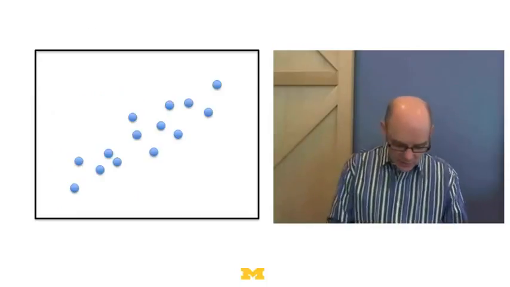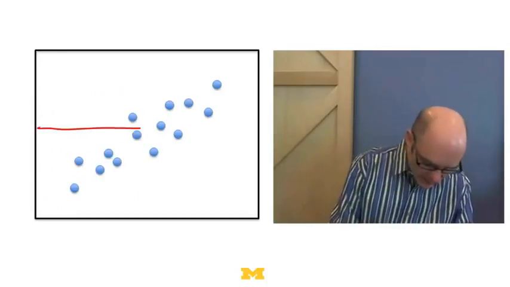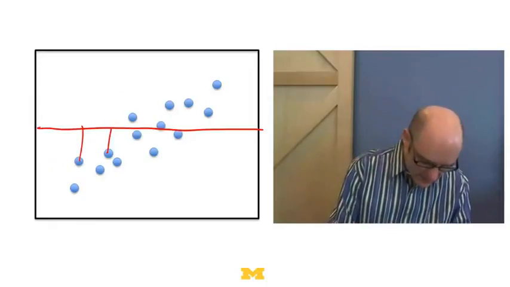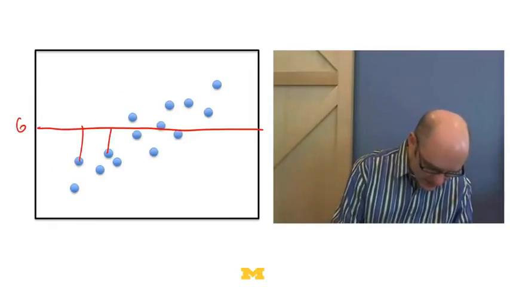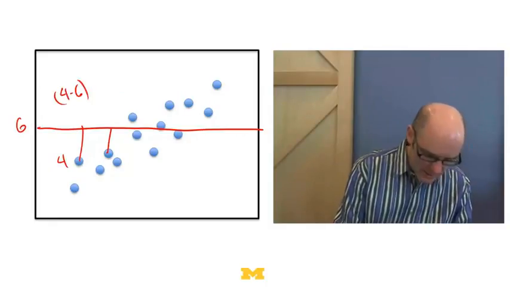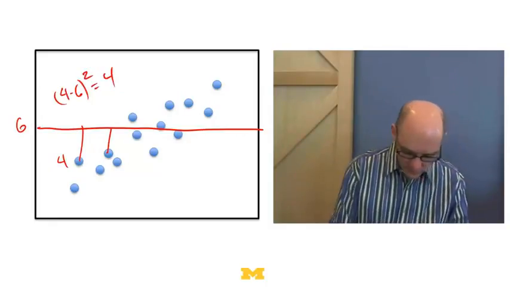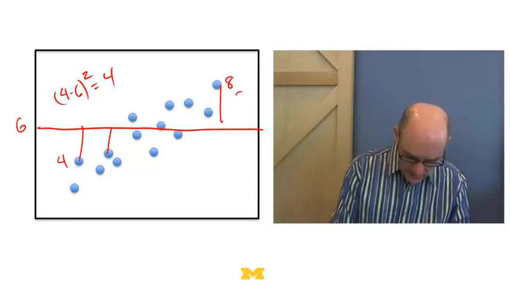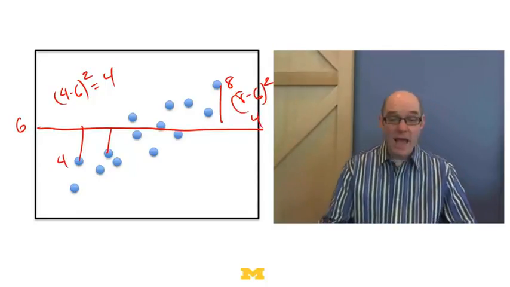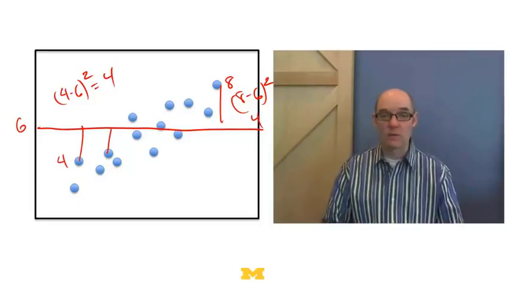So let's suppose I've got a bunch of data here. To figure out how much variation there is, I draw the mean. And then I can figure out the distance. If the mean, let's say, is 6, and this has a value of 4, I would take 4 minus 6 and square that, which is 4. And if this point has value 8, I would take 8 minus 6 and square that, and that would also be 4. And I'd add up all those variations. That gives me the total variation.